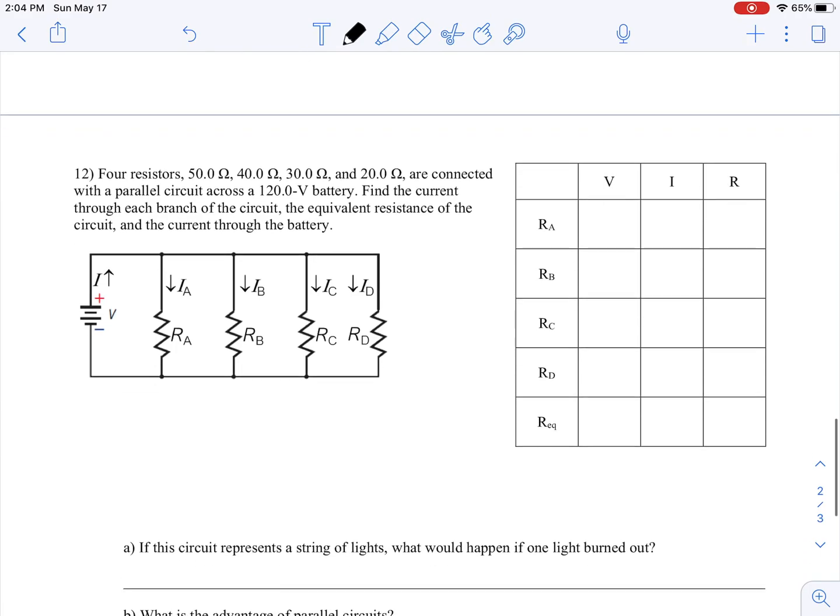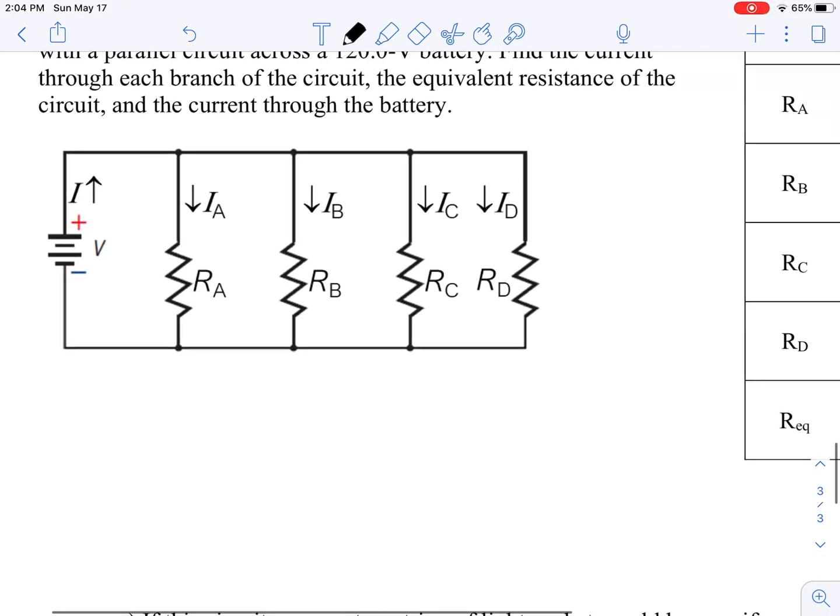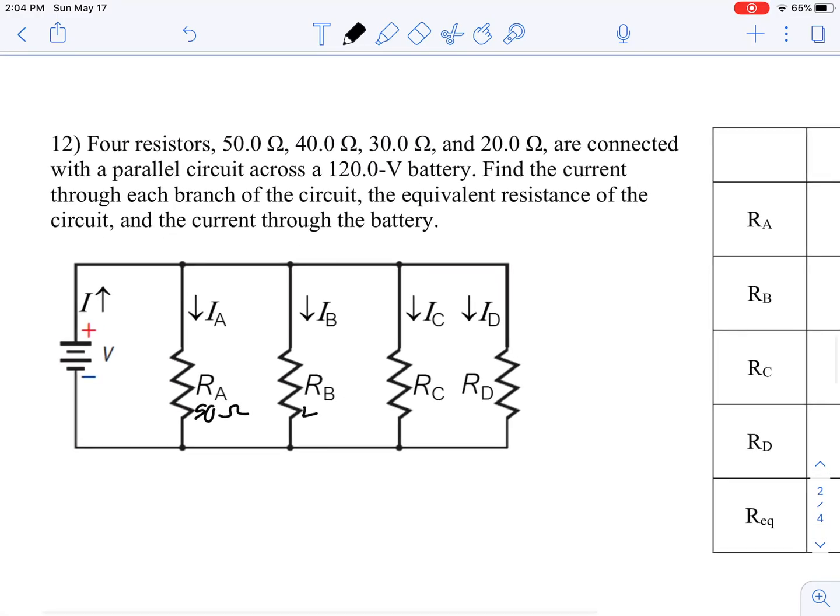All right, so let's check out this new question. You have 4 resistors, 50, 40, 30, and 20 ohms, hooked up to a 120 volt battery. Here's a picture of it. We'll just say they're left to right. So this is 50 ohms, this one's 40 ohms, this one's 30 ohms, and this one is 20 ohms. And we'll say the battery's 120 volts.